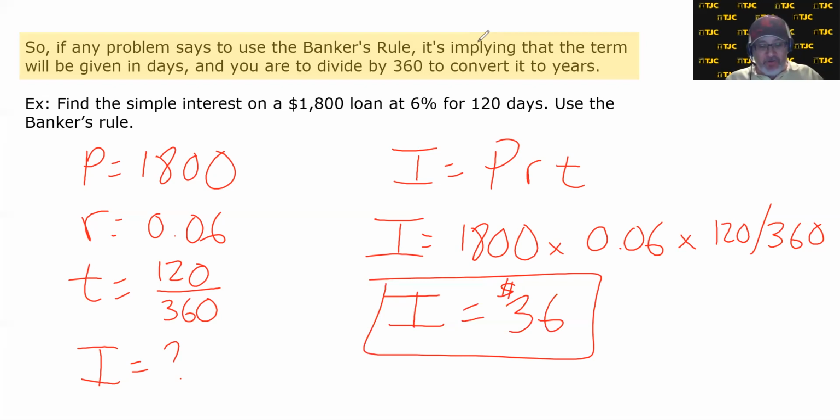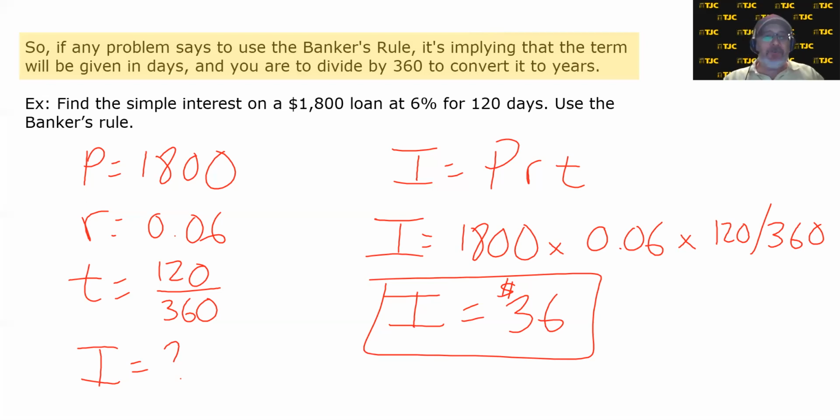1,800 times 0.06 times 120 divided by 365. And the interest is $35.50. So the true interest should be about 50 cents lower. So is there an advantage to the bank using the Banker's Rule? Well, if you borrowed money using the Banker's Rule, they're actually charging you a slightly higher interest rate by using 360 instead of 365. Is it lawsuit worthy? Well, you tell me. Are you going to sue over 50 cents?